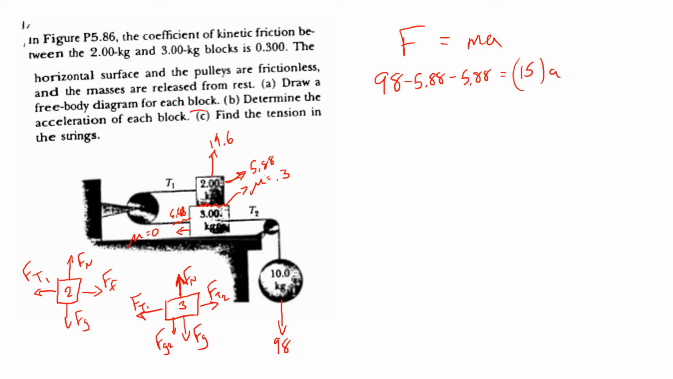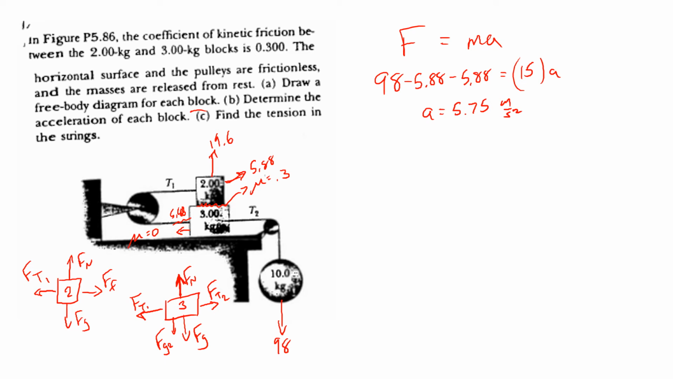So now we just have to type this fella in. 98 minus 5.88 minus 5.88. Enter, divide by 15. So a is equal to 5.75. Nice. That's going to be for everything because it's all tied together.